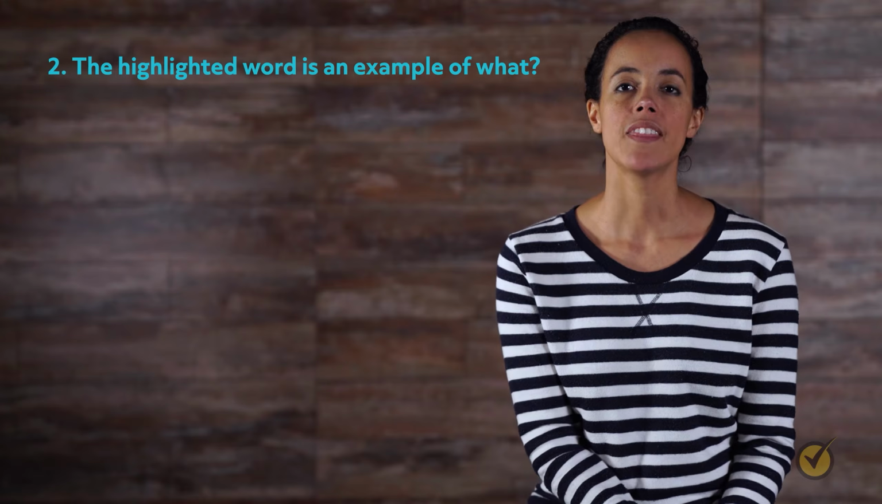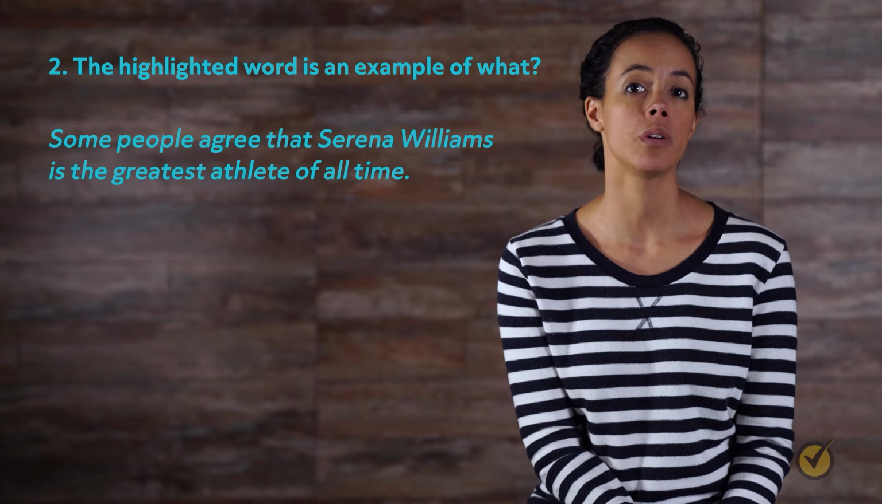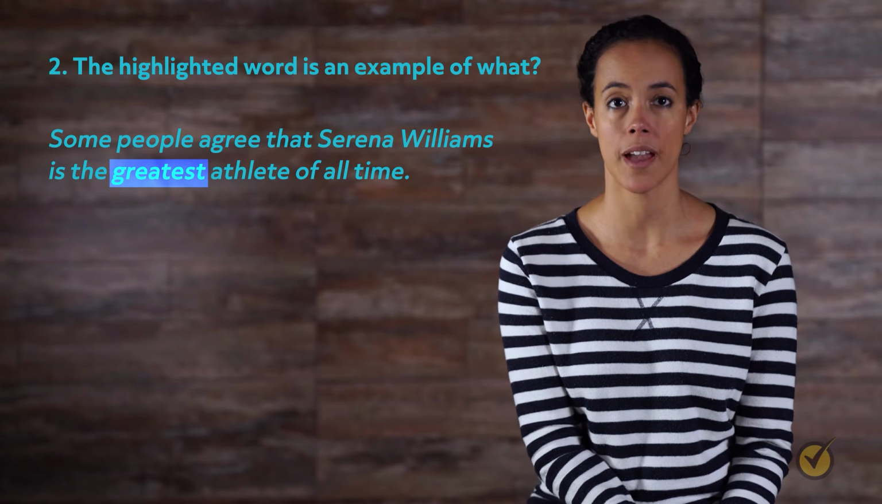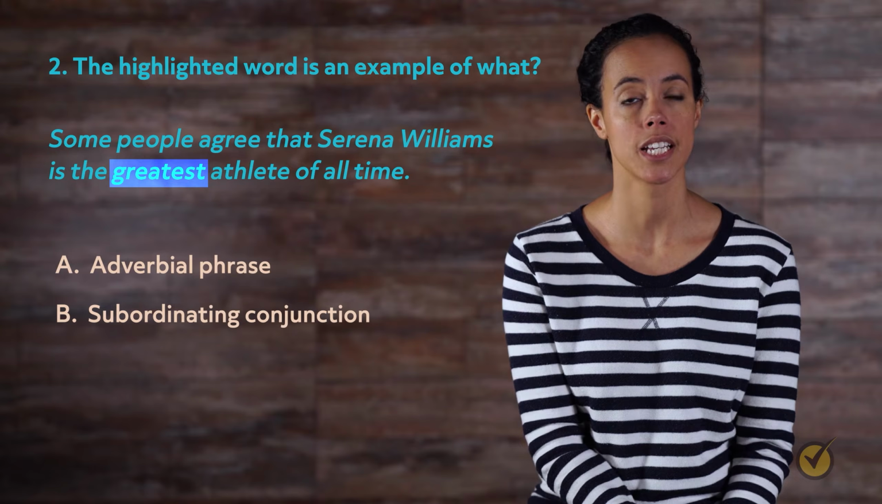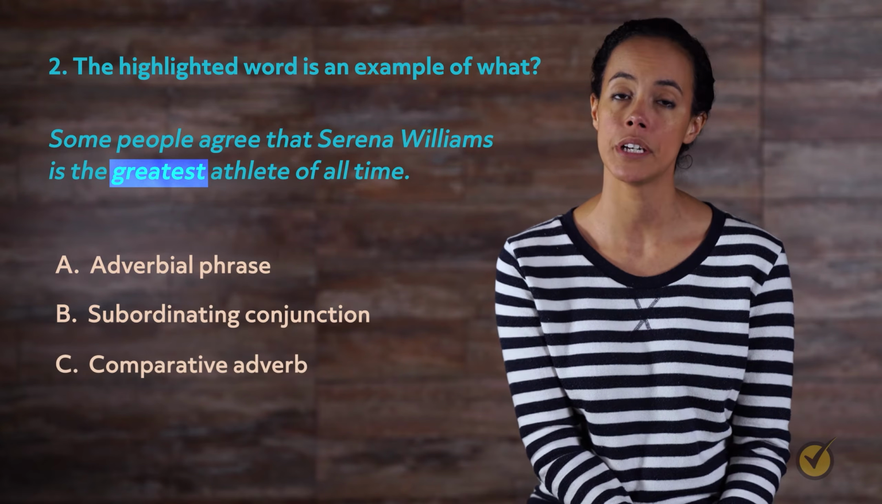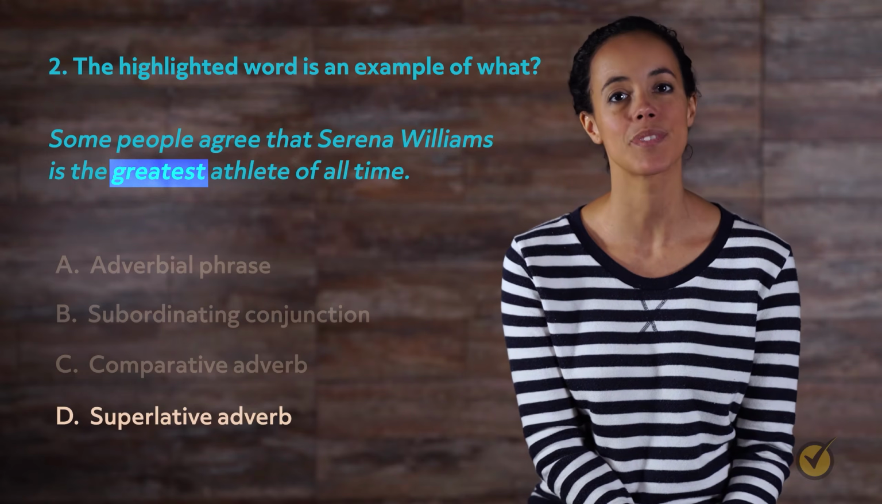Number 2, the highlighted word is an example of what? Some people agree that Serena Williams is the greatest athlete of all time. A, adverbial phrase. B, subordinating conjunction. C, comparative adverb. Or D, superlative adverb. The answer is D, superlative.